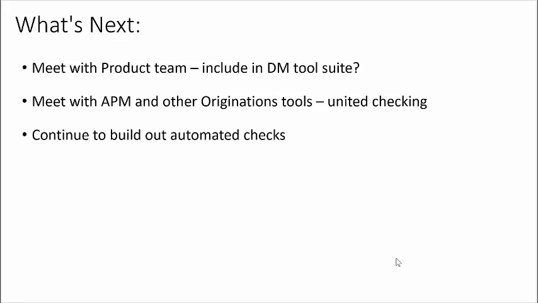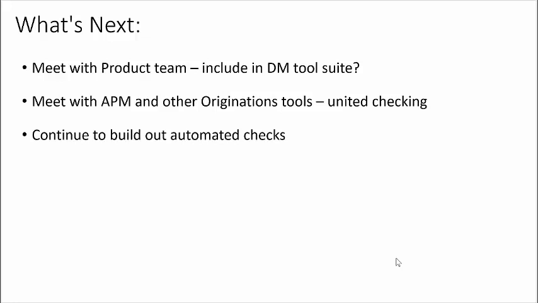The other is I want to meet with the other suite of products that make up originations and talk about how we might do united checking. Not just DM, but perhaps scenarios where a particular check crosses tool suites. Maybe it goes from DM to APM, or maybe just APM in general. I'm not exactly sure how APM is applying all of its code checking, but perhaps we could create a united front along those lines. So that's really the second thing that we want to do.